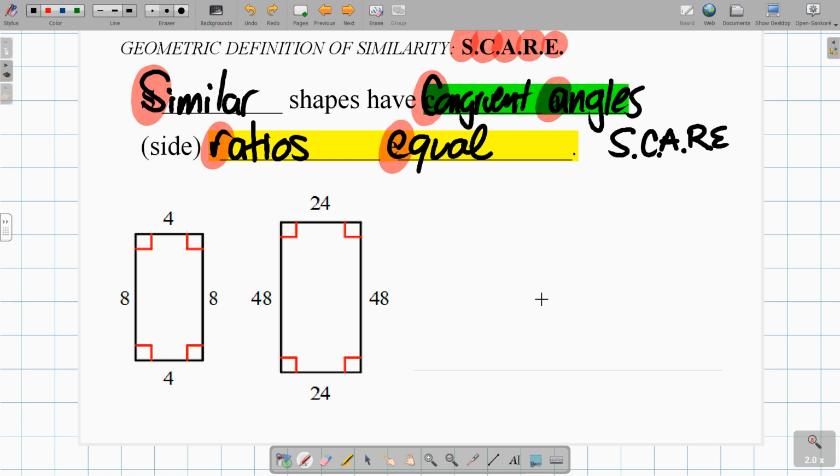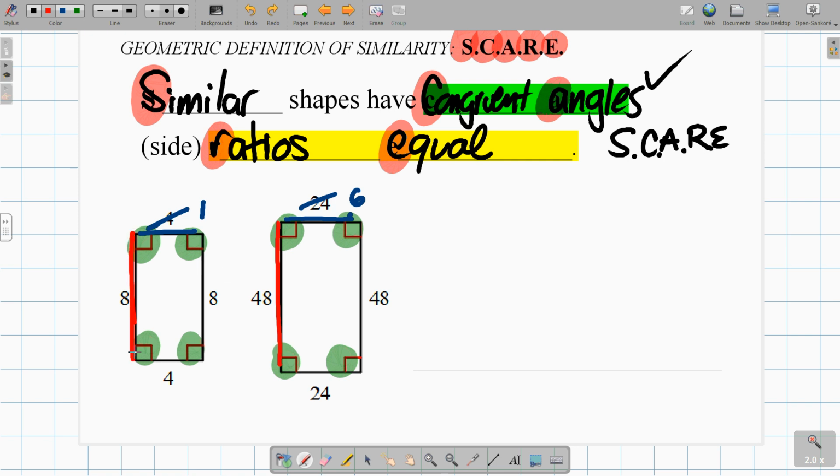These shapes below are similar. First, you check for congruent corresponding angles, which we see that we have. Check. Now we check ratios. So we're going to go short side to short side. Reduce. 4 goes into 24 6 times. So that short side to short side is 1 to 6.